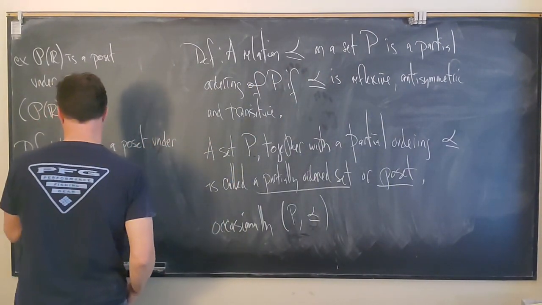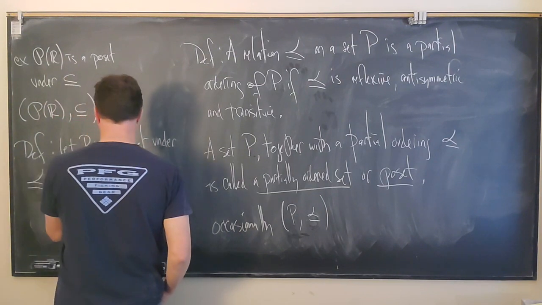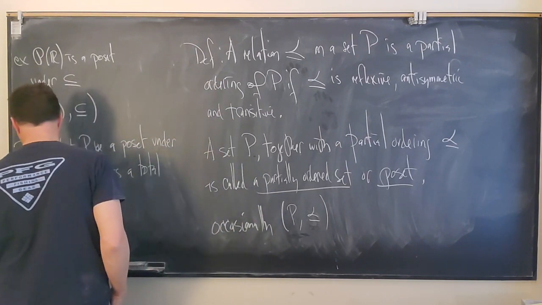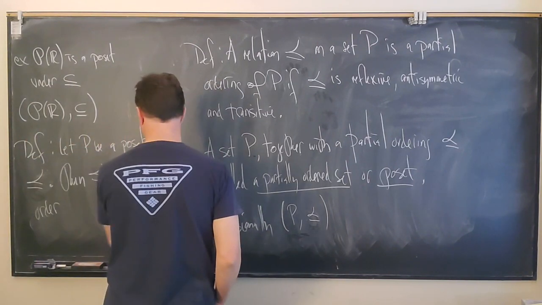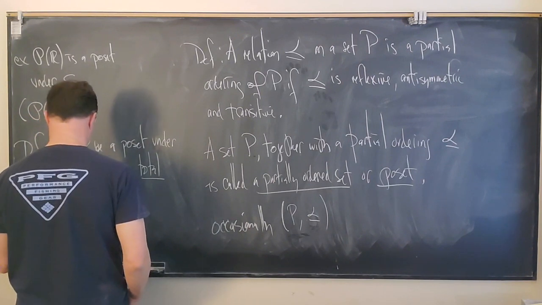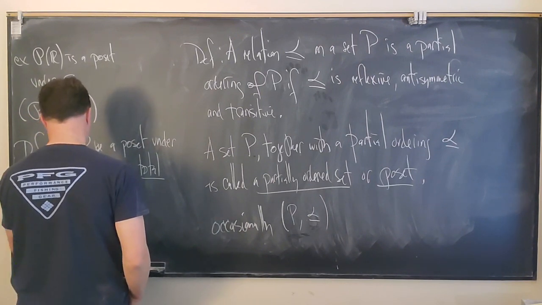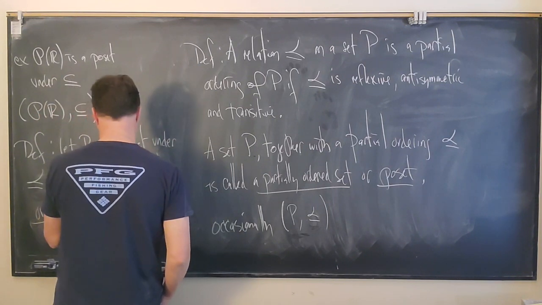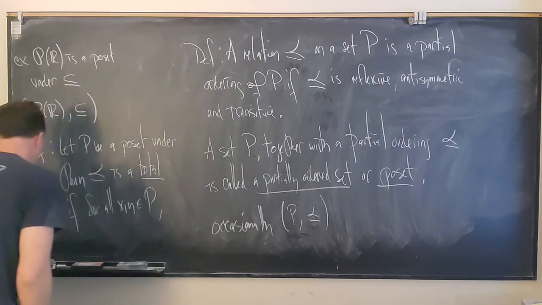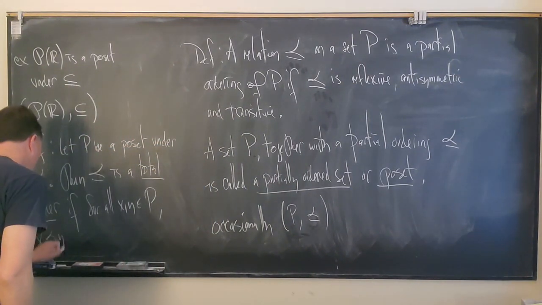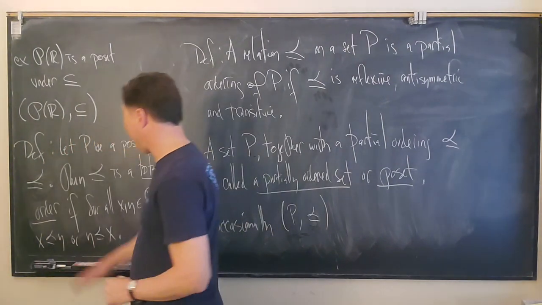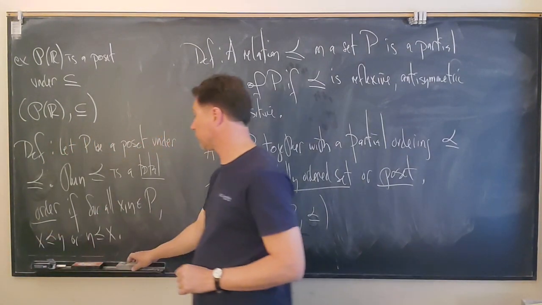So then our partial ordering is a total order if for all, say, x and y in P, x is related to y or y is related to x. Or I could say x is less than or equal to y or y is less than or equal to x.